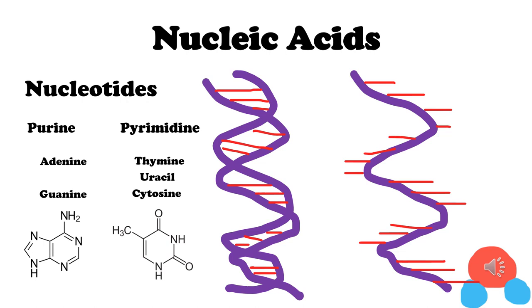DNA and RNA are the basic blueprint of the body and tell the rest of the body what proteins to make.